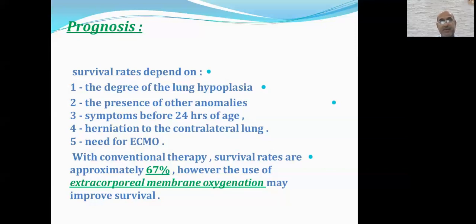Prognosis: survival rate depends on the degree of the lung hypoplasia, presence or absence of other abnormalities, symptoms that appear before 24 hours of age, herniation to the contralateral lung, or need for ECMO. With conventional therapy, survival rate is about 70%, and usage of extracorporeal membrane oxygenation helps improve the survival.